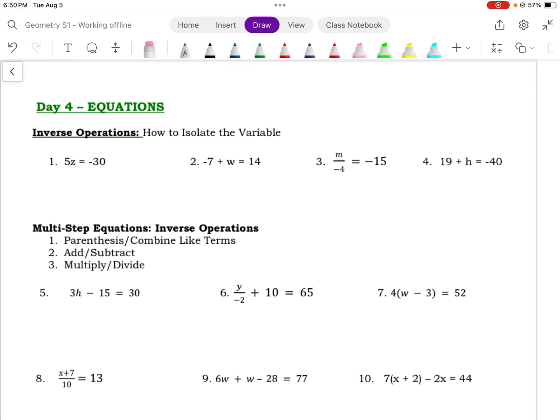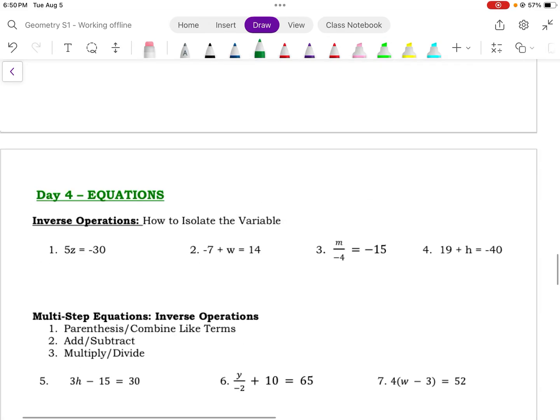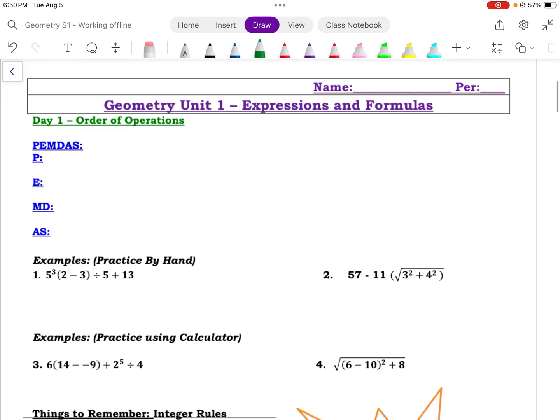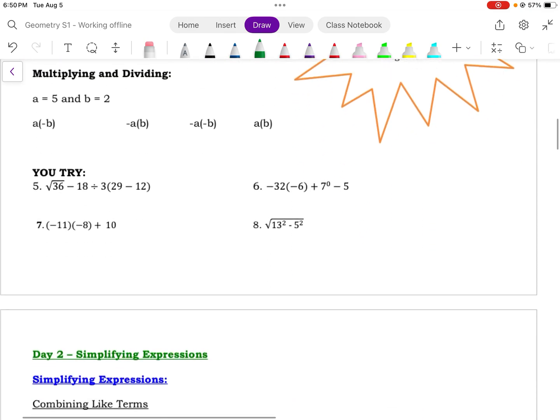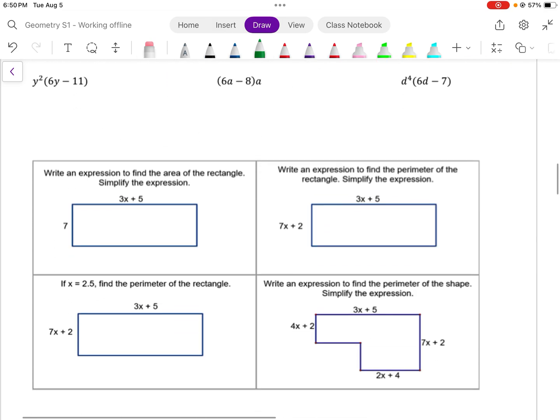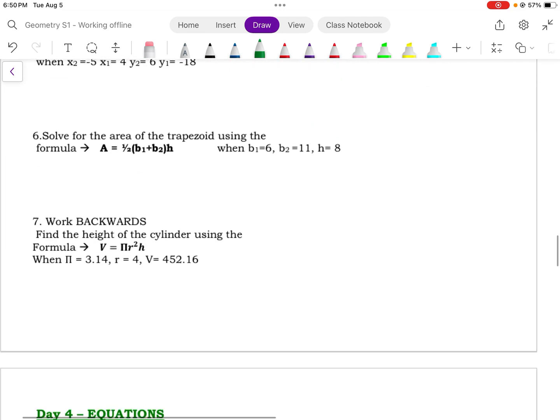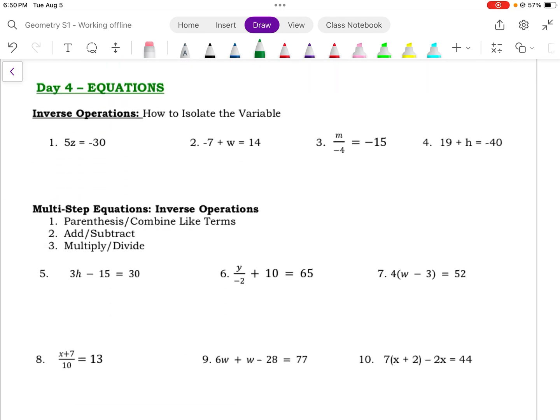Hi everyone, we are on day 4 of equations for the first unit. What you have seen already is we've done order of operations, we have done simplifying expressions, and now we're moving on and evaluating expressions, and now we're on to day 4, which is equations. So we're going to be doing equations all year long in geometry.